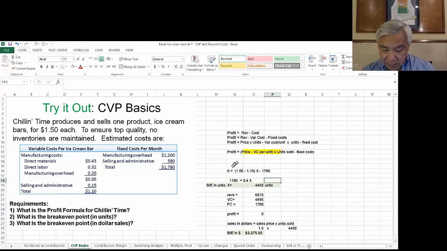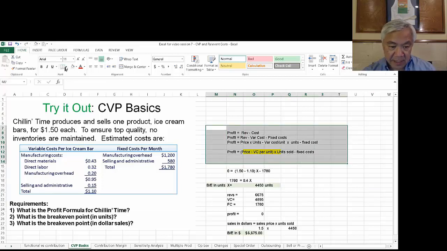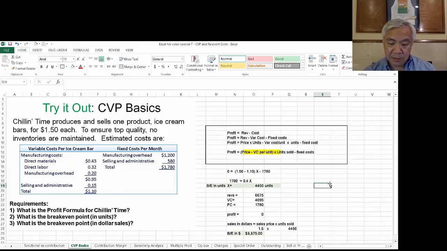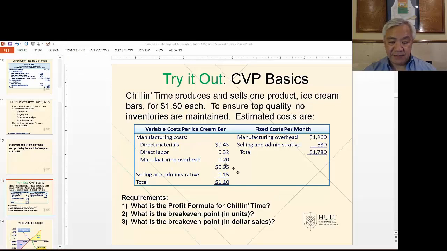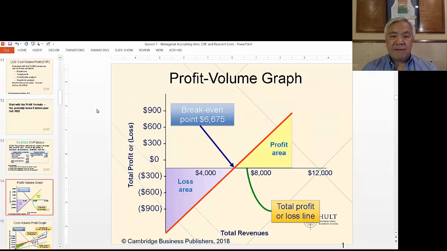We have the profit formula, which is right here, the general one, and we have it applied to chilling time, which is this formula, and we set it to 0 for break even. That's CVP basics. This part here, my belief is that if we talked about it, you could have solved that because it makes sense, right? Profit equals revenues minus cost. And now we just break out detail to match the level of detail we have in our contribution income statements. So that's CVP.